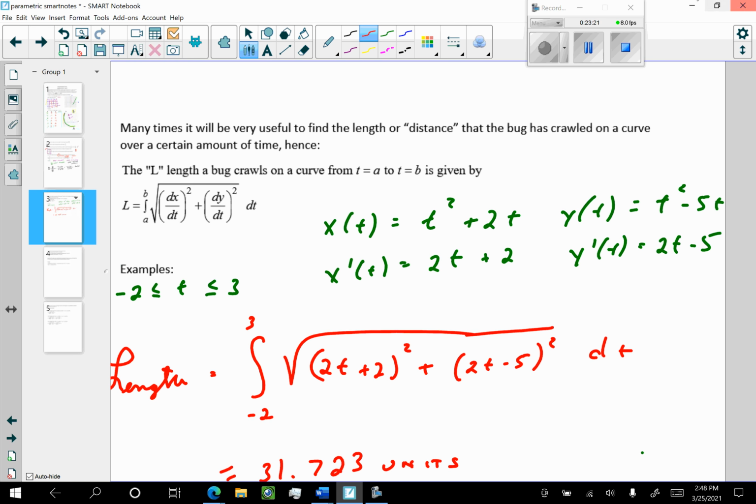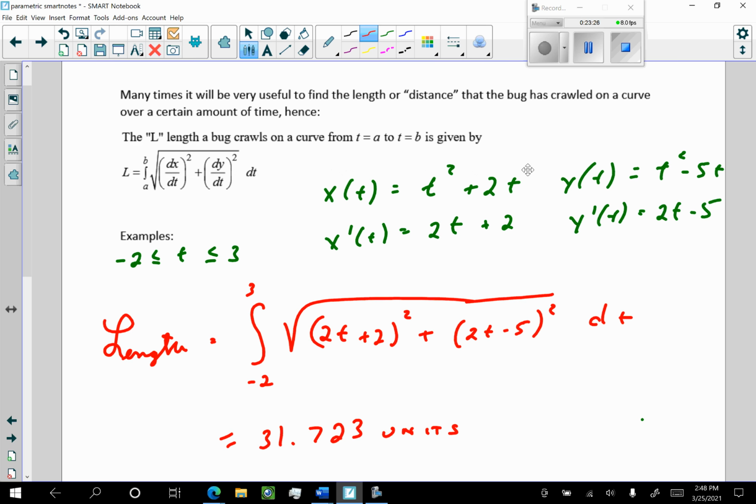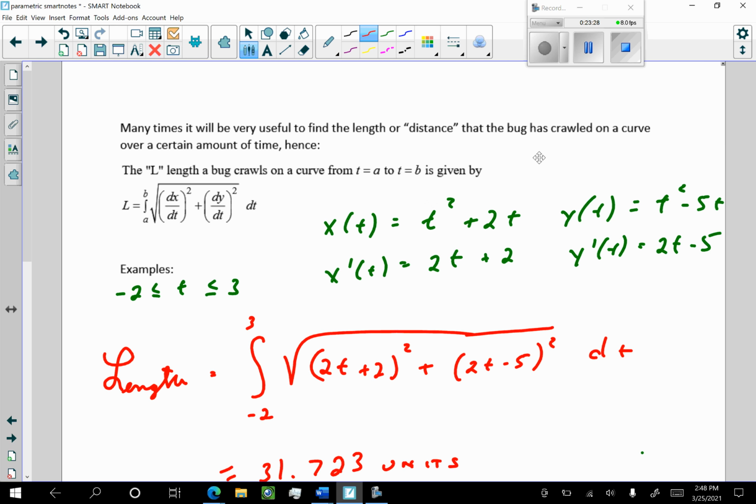So what I'm going to do is pause the video here. I will have some problems assigned where you find the length of the curve and find out when dx dt is 0 and dy dt is 0 and all those things. This will be a very good video to get you started, and I will see you soon.